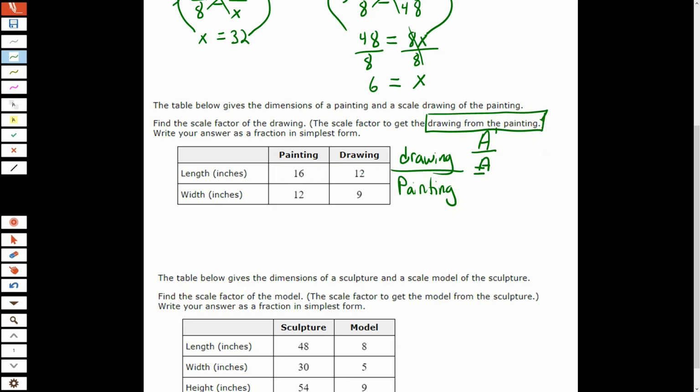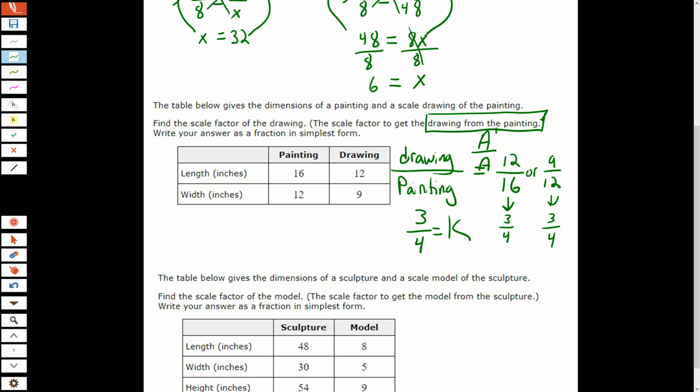Okay, drawing, got to make sure you go inches. I'm comparing length to length and width to width, just like I was comparing X to X and Y to Y. So I'm going to put my drawing, which is 12, over 16. Okay, let's just double check the second one to make sure we're right. I'm going to put my 9 over my 12. Okay, 12 over 16 reduces to 3/4. 9 over 12 also reduces to 3/4. That is our scale factor. 3/4 is our K value. Okay, that's how you find your scale factor.